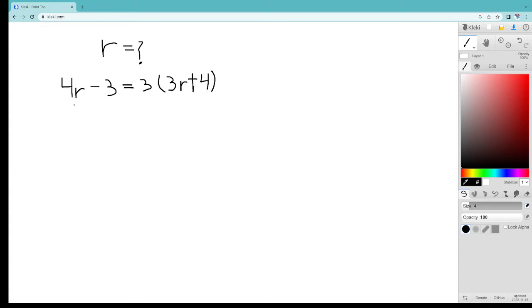So I'm going to leave this as it is and expand the term on the right, okay? So this just drops down. So we still have 4r minus 3 here, and an equality sign. And I'm going to multiply 3 to this term, and I'm going to multiply 3 to this term. Alright. Let's do this. So 3 times 3r gives us 9r. 3 times 4 gives us 12. So we do plus 12.